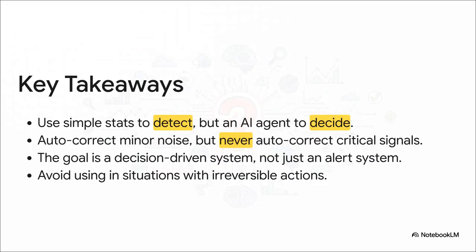So, what are the big things to remember here? First, use your simple stats to find the weird stuff, but let an AI agent be the one to decide what to do. Second, go ahead and autocorrect the minor noise, but never, ever let it autocorrect a critical signal. And finally, remember the whole point is to build a decision-making system, not just another alert system. And of course, this is not something you'd use where an automated action could be irreversible.